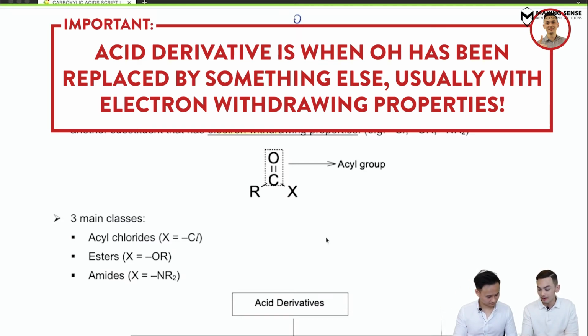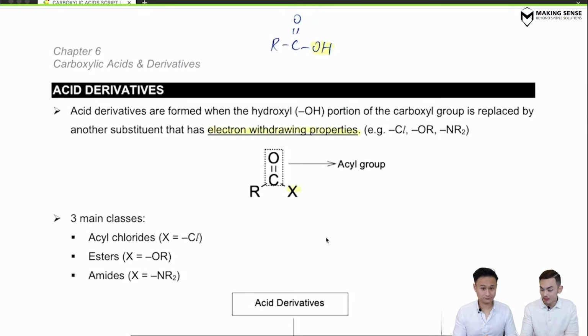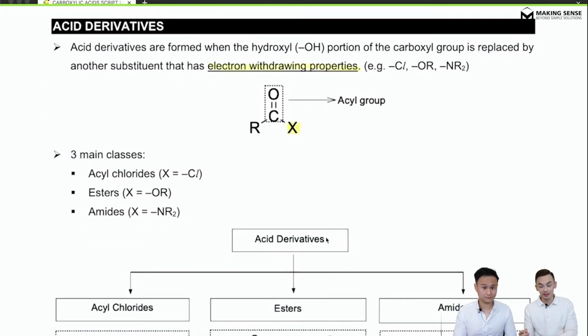So usually it's replaced by someone with electron withdrawing property. So you can see over here, the OH has been replaced by an X, and X can fall into different categories. You know, X can be a halogen or chlorine, then we'll term this an acyl chloride. Now, X can be OR, which we'll call ester. X can be NH2, which is called amide.